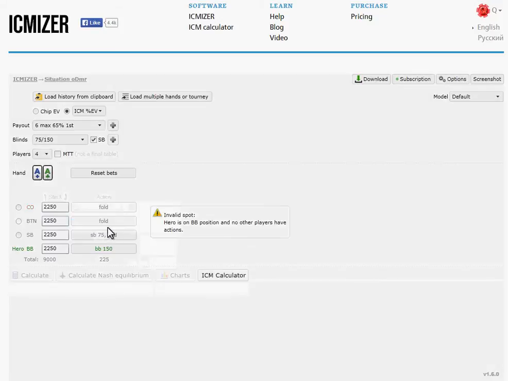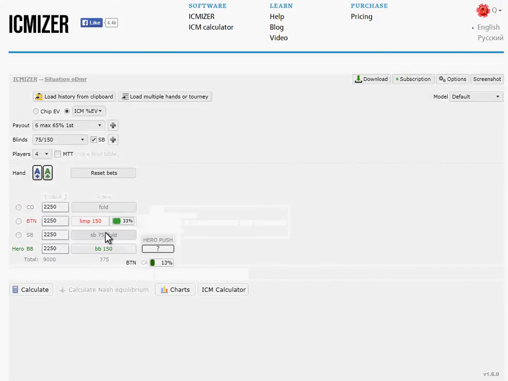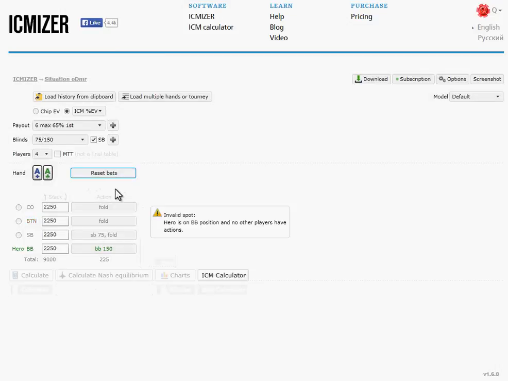Editing actions is pretty easy in ICMIZER. You can also reset all actions by using the Reset Bets button, which can be useful sometimes. Once we have all simple elements set, which are the payout, the stack sizes, blinds, number of players, and actions, we get to the most difficult and important part, assigning ranges for our opponents. The next part of the video will cover range assignment in detail.